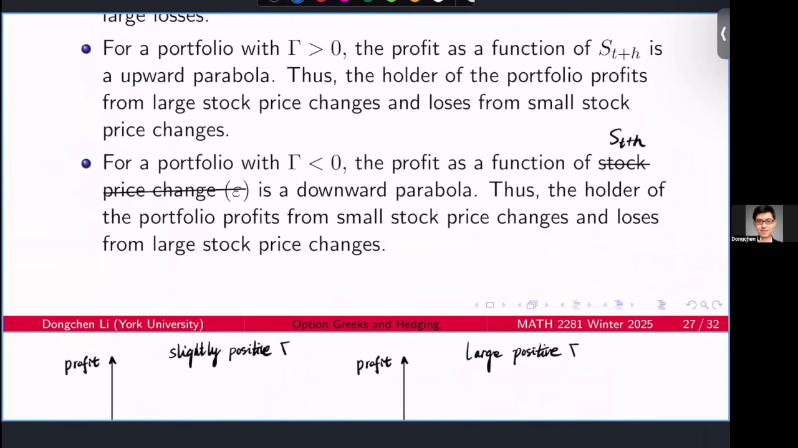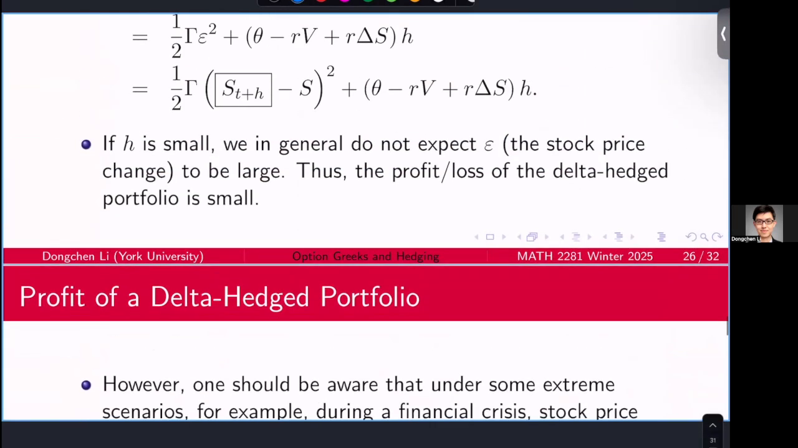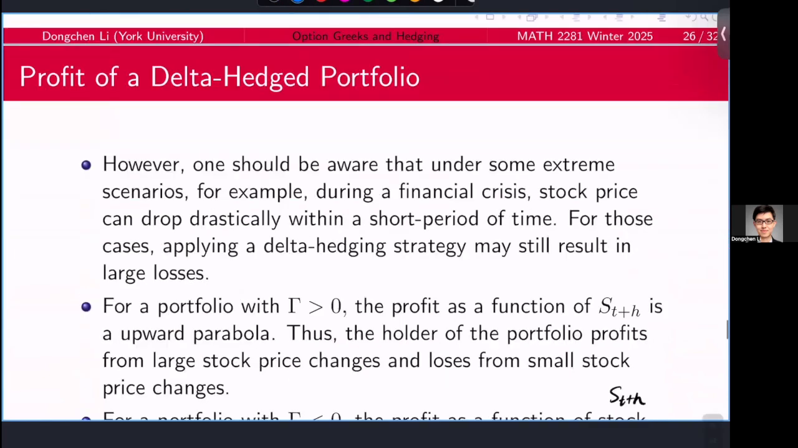Okay, so the next case is actually more problematic. That is when gamma is negative. When we view this profit as a function of S_{t+h}, again, here you can see the coefficient is negative, so you're going to end up with a downward parabola. Okay.